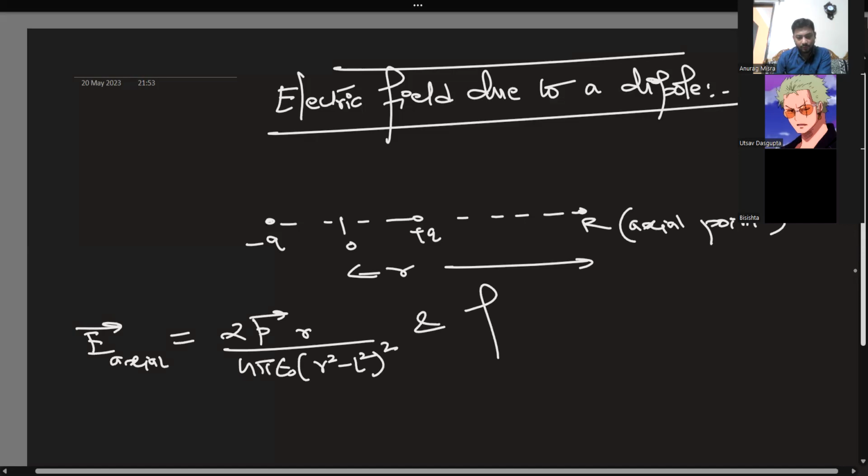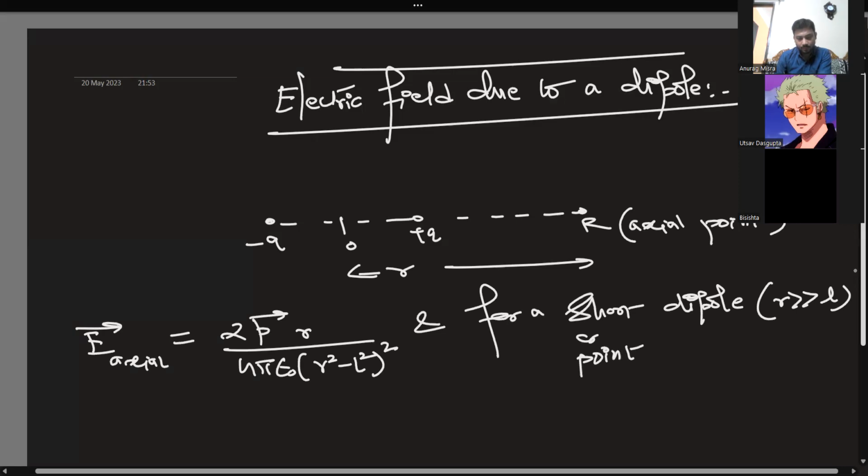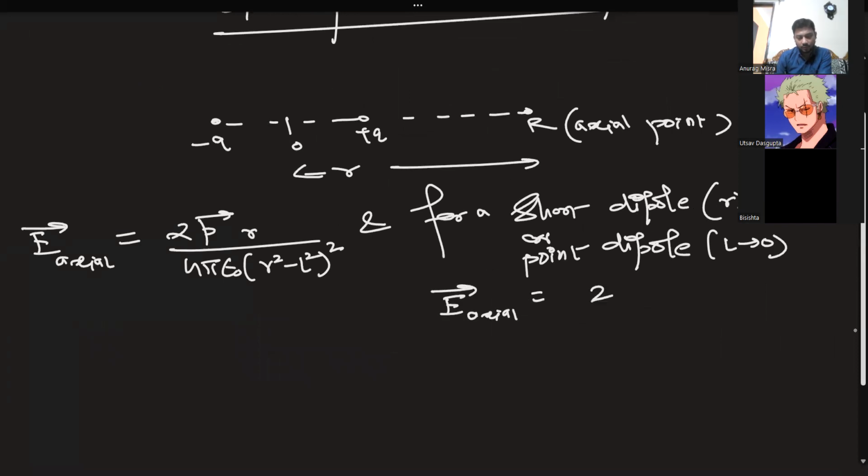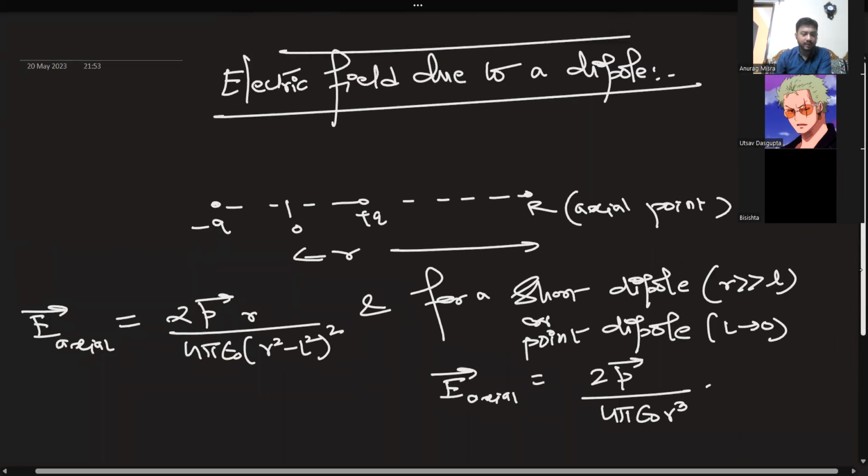And for a short dipole, meaning r is very large as compared to L, or a point dipole, meaning L tends to 0, we will have E axial equal to 2p by 4 pi epsilon naught r cube. That means at the axial point, the direction of the electric field will be along the direction of the dipole.